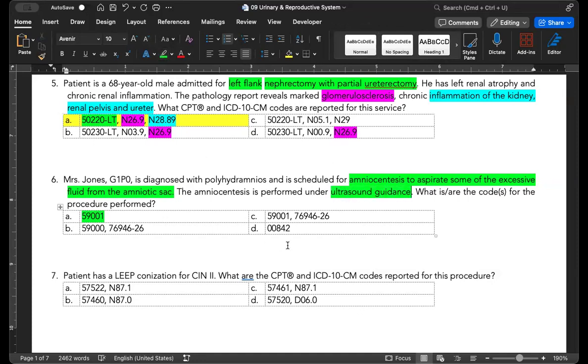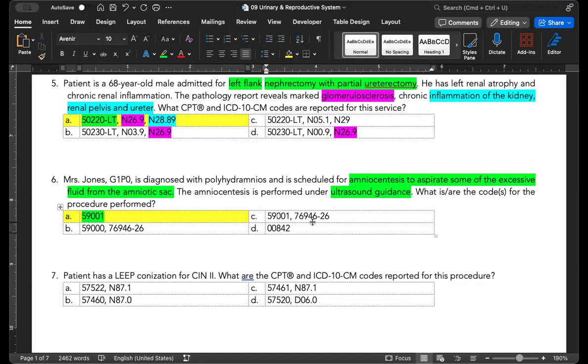If we were to report that ultrasound guidance separately, that would be considered unbundling. We would get paid for that ultrasound guidance twice. So just keep in mind, because if you have a scenario similar to this, they will more than likely give you an option to code just the procedure, or the procedure and that ultrasound guidance separately.